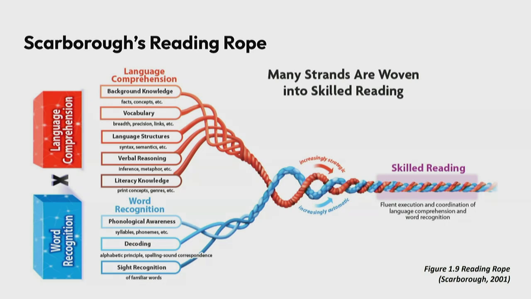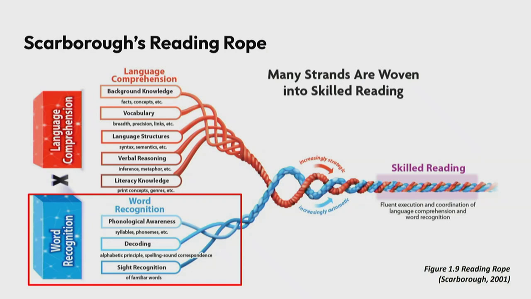So when we look at word recognition, it is really the ability to decode, so being able to read a word that you don't know and work your way through it. It's also phonological awareness, which is being able to hear the syllables in a word, being able to hear the sounds within a word, and then it's also sight recognition of words. So that's being able to instantaneously read a word without even thinking about it. Everything you're reading is sight words for you.